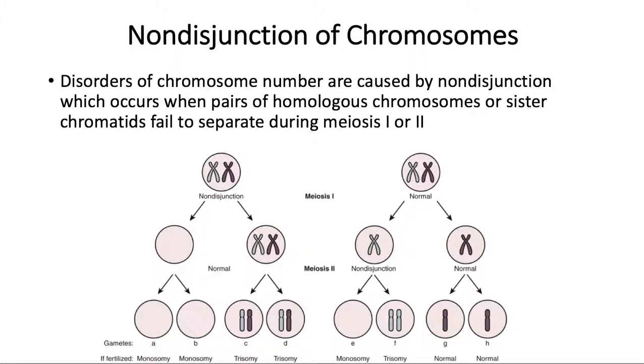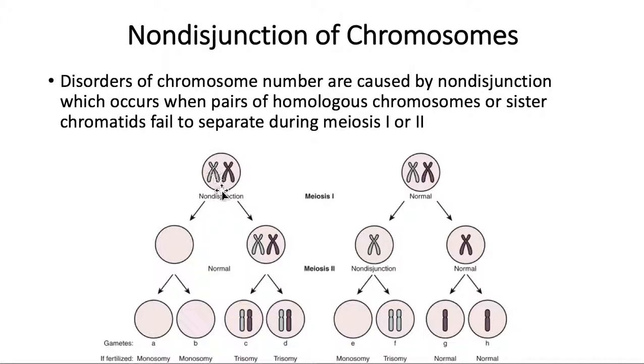But how do these mutations occur? They occur through something called non-disjunction. So disorders of chromosome number are caused by non-disjunction, which occurs when pairs of homologous chromosomes fail to separate during meiosis 1, or sister chromatids fail to separate.